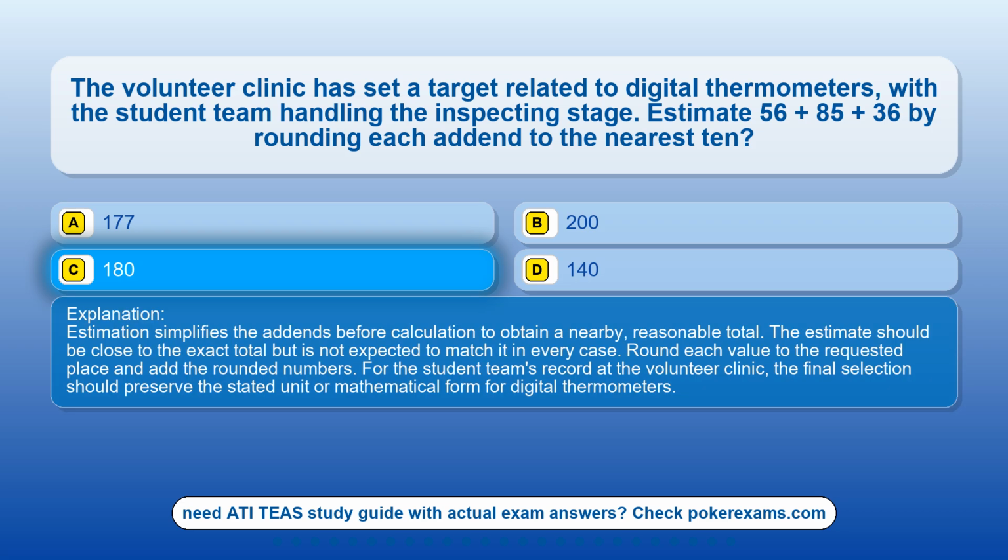Estimation simplifies the addends before calculation to obtain a nearby, reasonable total. The estimate should be close to the exact total but is not expected to match it in every case. Round each value to the requested place and add the rounded numbers. For the student team's record at the volunteer clinic, the final selection should preserve the stated unit or mathematical form for digital thermometers.